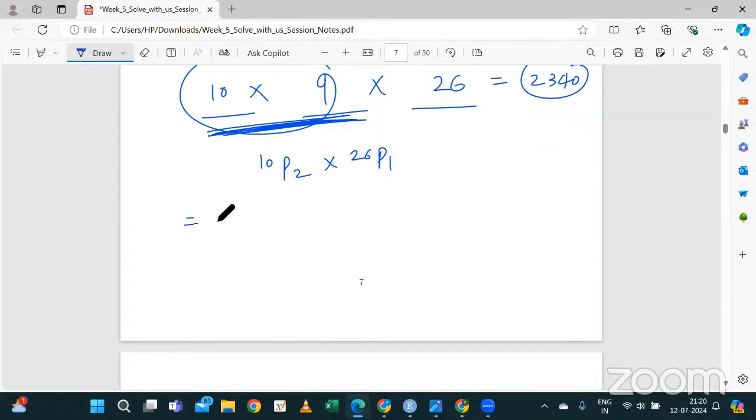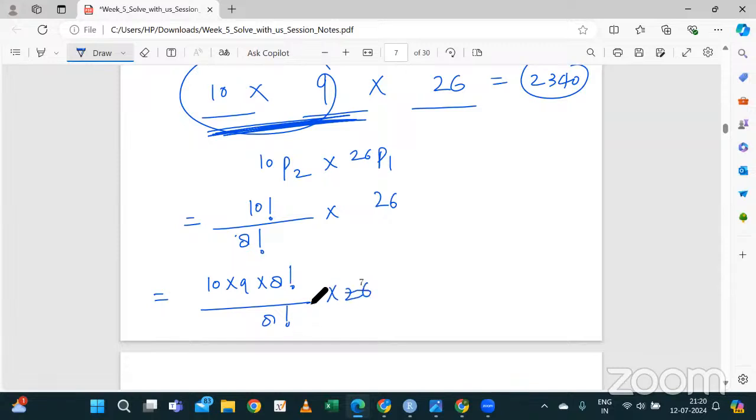If you solve this, 10P2 is 10 factorial divided by (10 minus 2) factorial, which is 8 factorial, and 26P1 will be 26. So if you solve this, you will get 10 into 9 into 8 factorial, divided by 8 factorial, into 26. So the 8 factorial will get cancelled out. You will get 10 into 9 into 26, which is the same as this one.